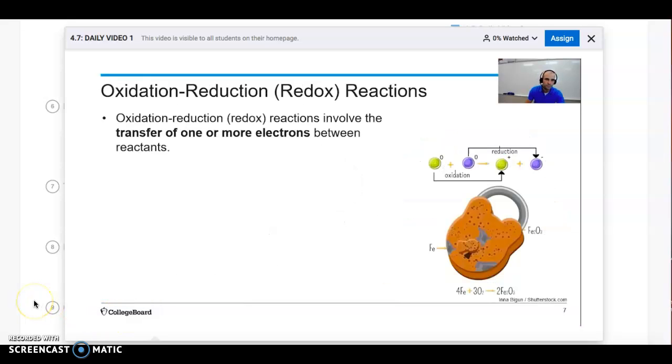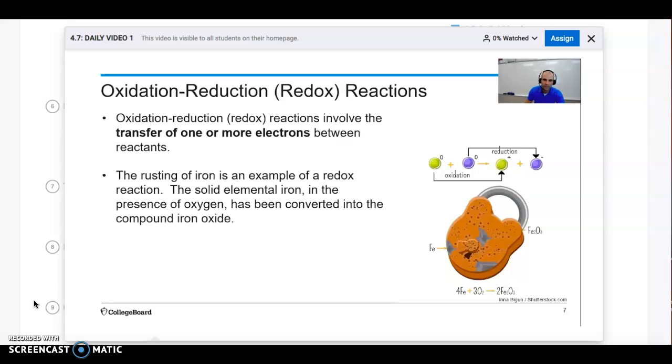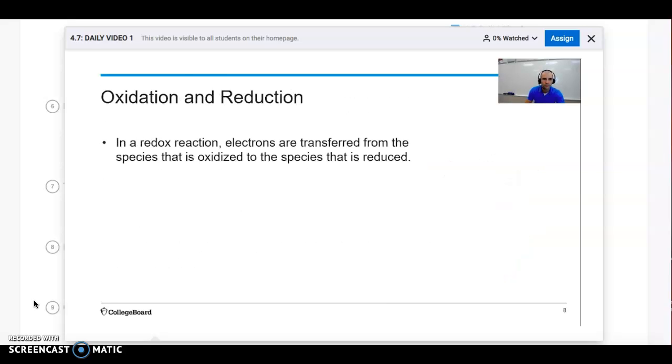The second type of reaction we're going to talk about is a redox reaction, or oxidation reduction reaction. They involve the transfer of one or more electrons between reactants. The rusting of iron is an example of a redox reaction. The solid elemental iron, in the presence of oxygen, has been converted into the compound iron oxide. The iron has been oxidized and the oxygen has been reduced.